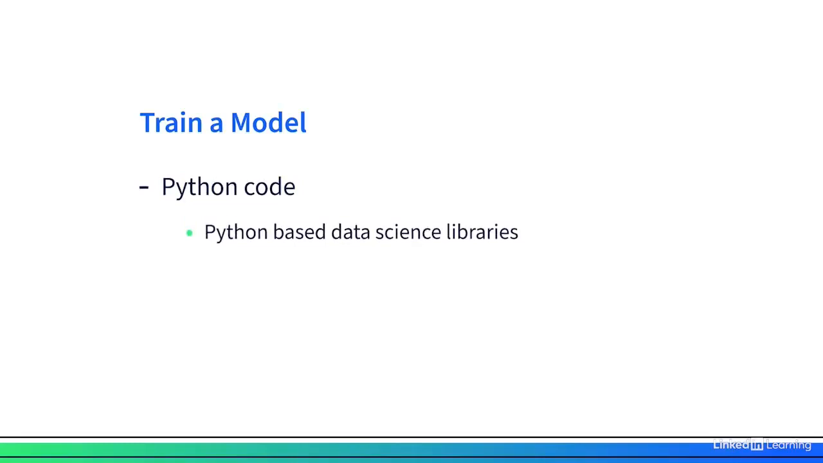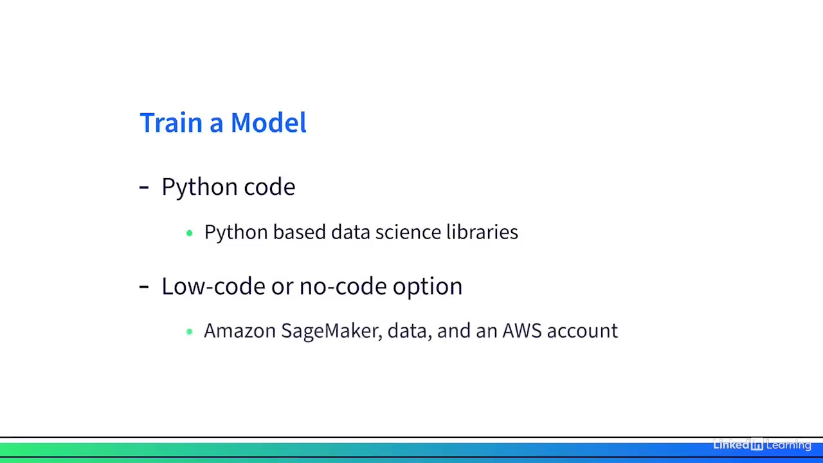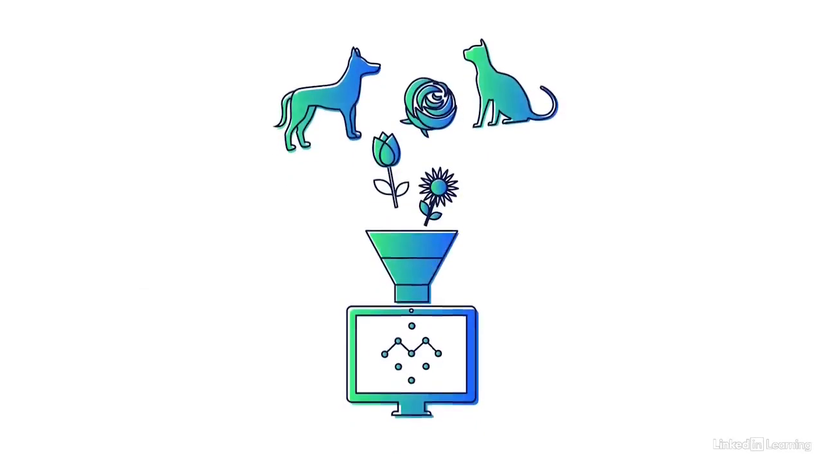We've looked at training a machine learning model using Python code and Python-based data science libraries. But did you know there are low-code and no-code options to train a machine learning model using Amazon SageMaker? You don't need deep technical experience, just your data and an AWS account. The scenario we'll explore now will teach a machine to classify images of flowers.